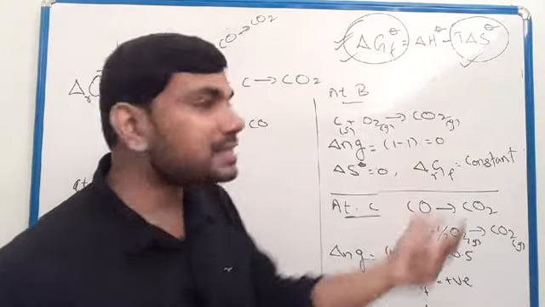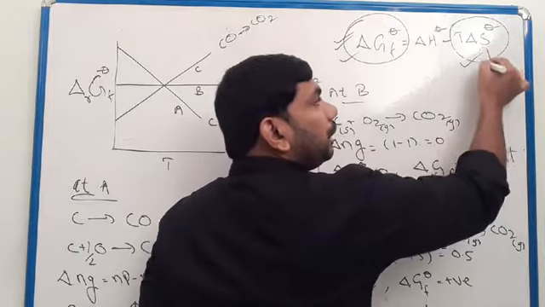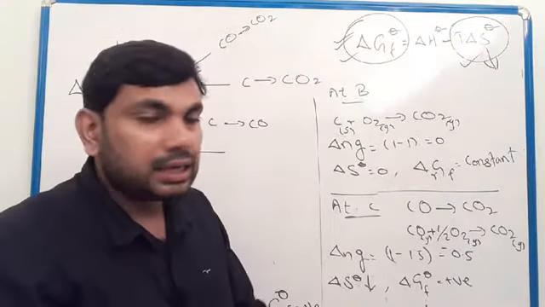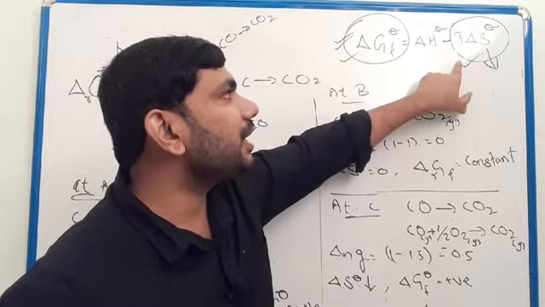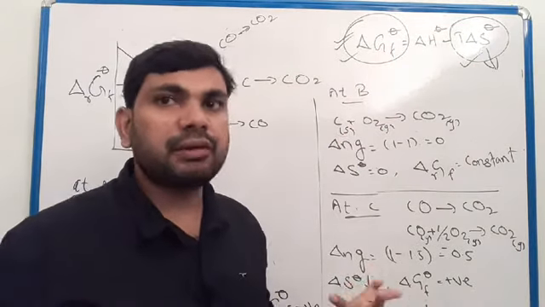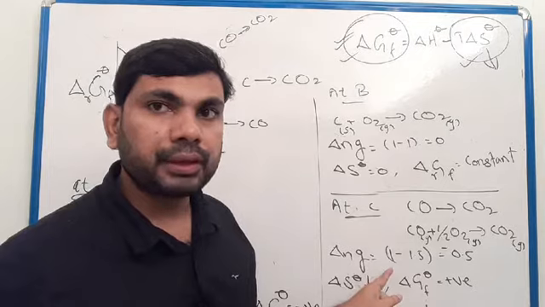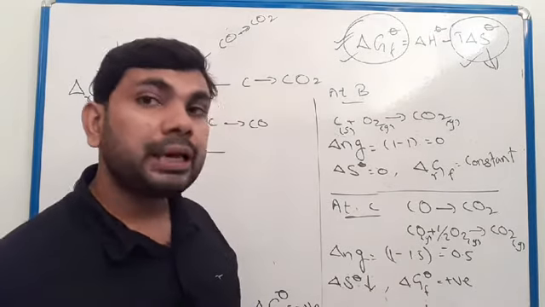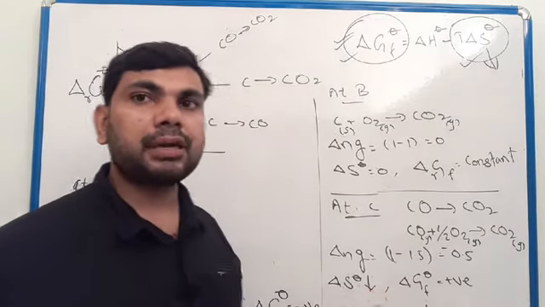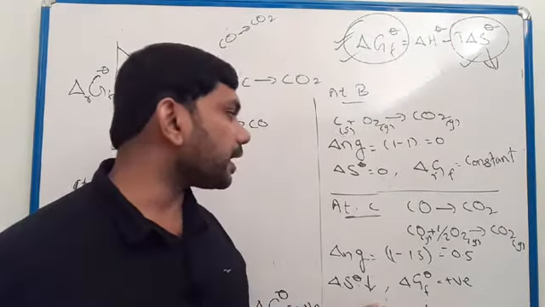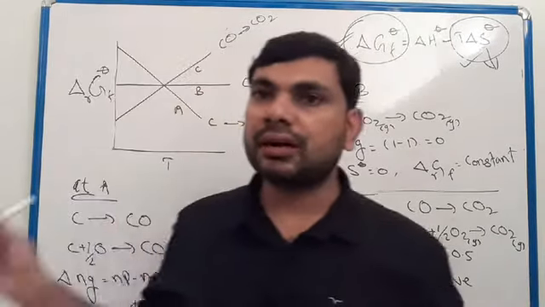So when you increase temperature, this value will decrease. T delta S decreases, which means delta G will be positive for this chemical reaction. Delta G positive means this chemical reaction will be a non-spontaneous chemical reaction according to this graph.